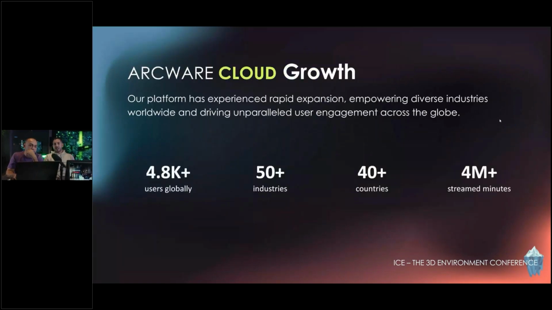So since our public release in March 2024 this year, we have more than 4,000 users around the whole world. We have more than 50 industries in more than 40 different countries. And we achieved, in only six and a half months, more than 4 million stream minutes.